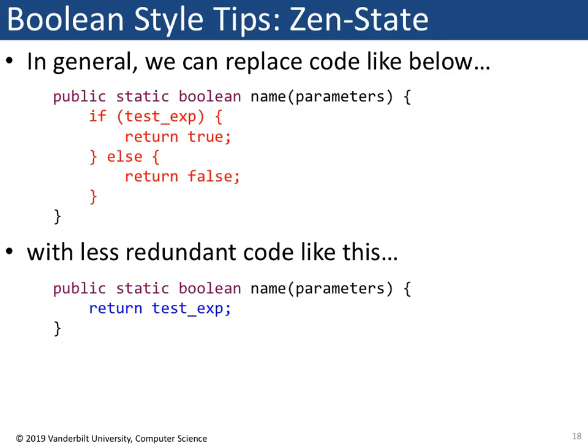So public static, return type is Boolean, and then it's some function with some parameters. But then the test that we were using above to decide to return true or false, now we are simply returning the evaluation of this test. So we have our return statement, and the expression in our return statement is the test which we were previously using in our if statement.